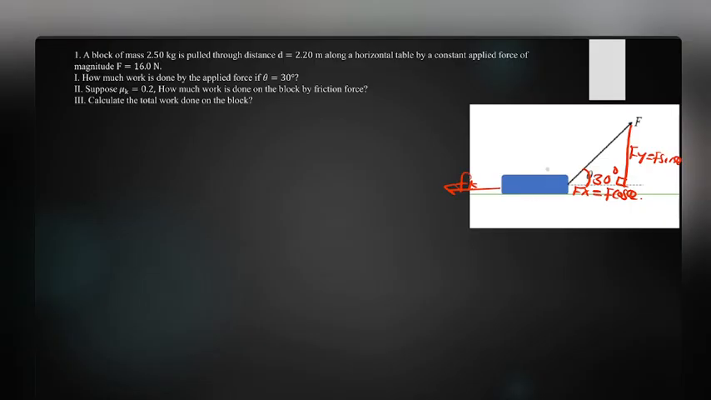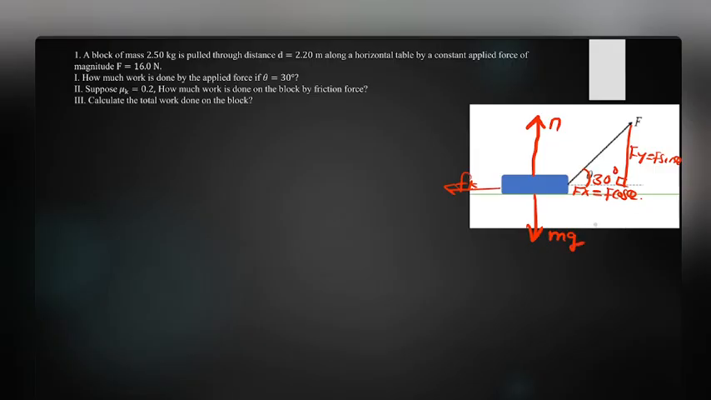Then we also have forces acting on this block along the y. Number one, we have the upward force, which is what we call the normal force. And also we have the downward force, which is what we call the gravitational force, which is mg. So this is our free body diagram now.